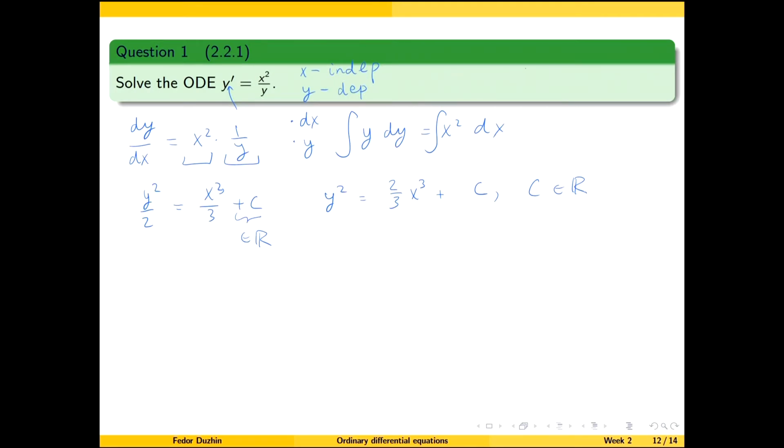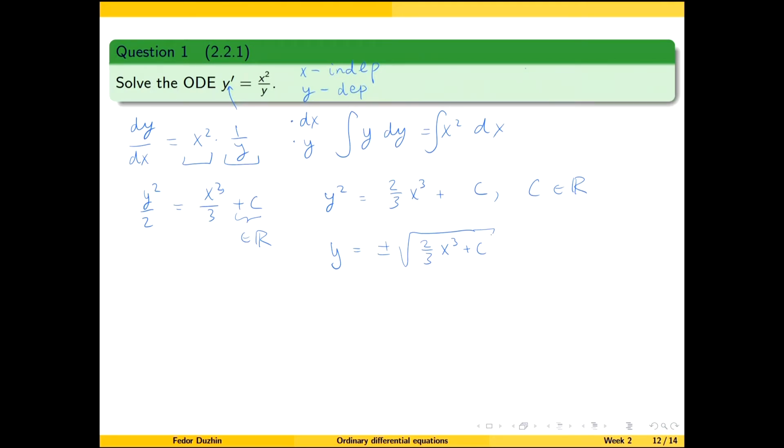Okay, and then finally we need to solve for y. So y equals, well, if this is y squared, then y itself should be plus or minus the square root of this, right? So plus or minus the square root of 2/3 x cubed plus c.